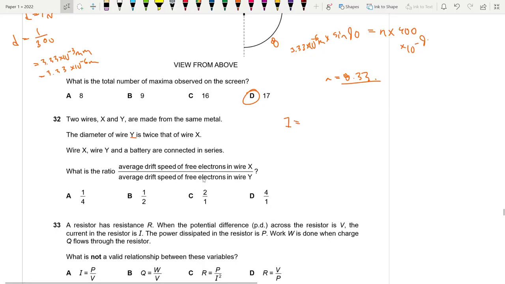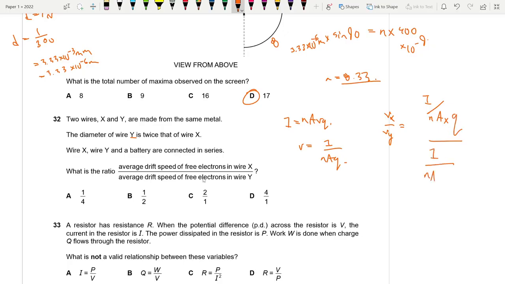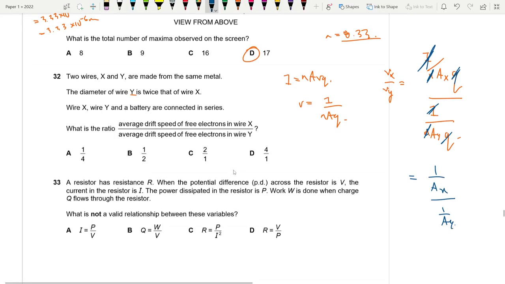So we know that I is equal to NAVQ, or V is equal to I divided by NAQ, essentially. So V of X divided by V of Y. What is that exactly? I divided by NAXQ divided by I divided by NAYQ. Here's the thing, they are in series, so I is the same. They're of the same material, so N is the same, and Q is the same, it's the elementary charge. So if you do this properly, 1 divided by AX divided by 1 divided by AY. If you do the reciprocal properly, you're going to end up with AY divided by AX.